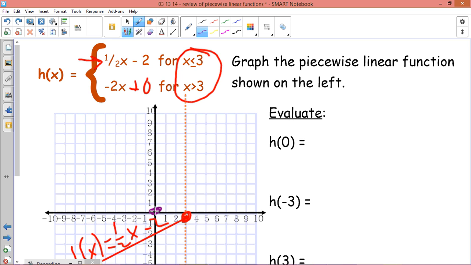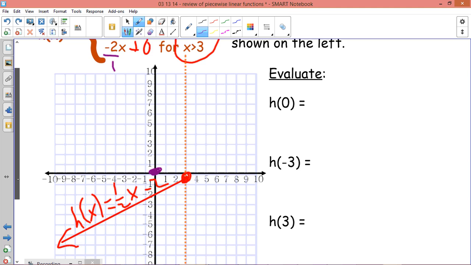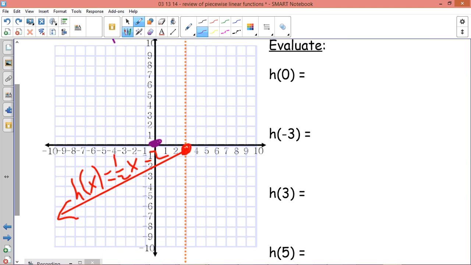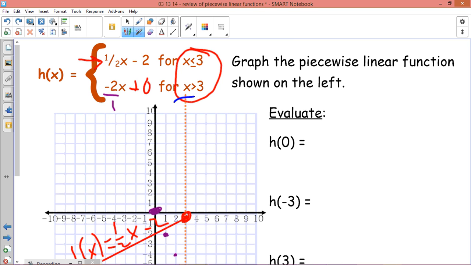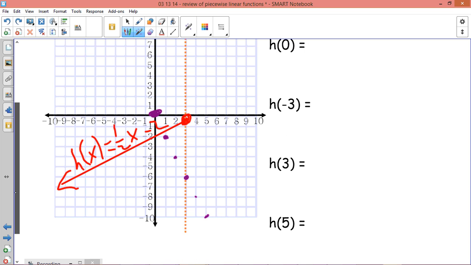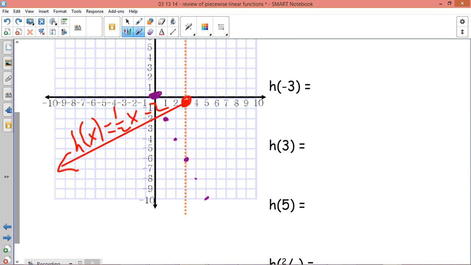My slope is negative 2, which means negative 2 over 1, means I go down 2 and right 1. So I'm going to go down 2, right 1, down 2, right 1, and we get the idea. Of course, we know that all of this has to be on the right side because we are talking about the domain being x is greater than 3. So it all has to be on the right side of this peach line that's vertical that I've drawn in.